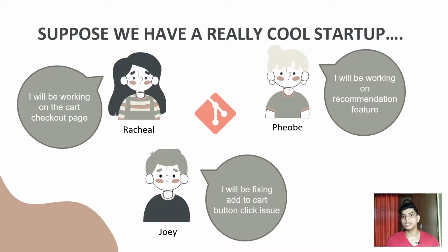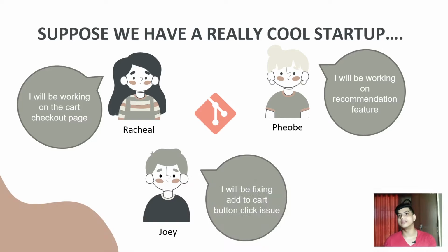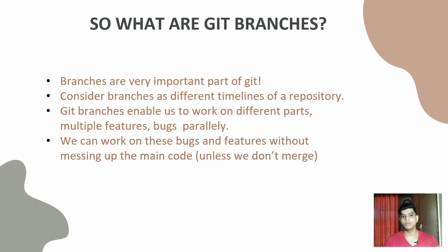Because normally in Git, what we have seen is that it's not possible to work in a team. Let's say somebody did some commits and you don't have those commits, what would happen? In all these cases, we need a Git branch. So let's understand how the branch system works with a team. So what are Git branches?